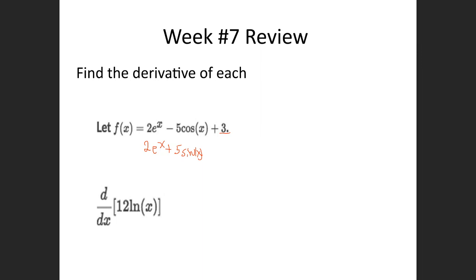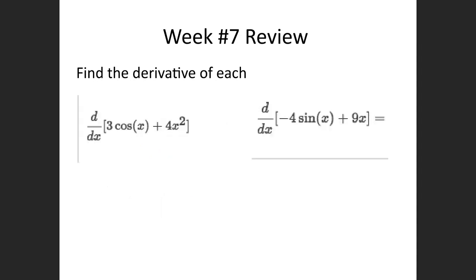Second one is natural log of x. This is 1 over x. So it's just 12 over x, which is absolutely correct. Now that's going to come in real handy this week when we start doing the quotient rule and the product rule. All right. A couple more examples from last week.